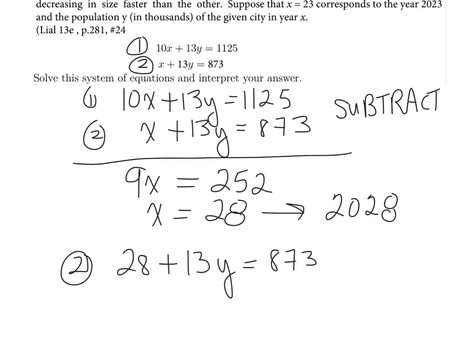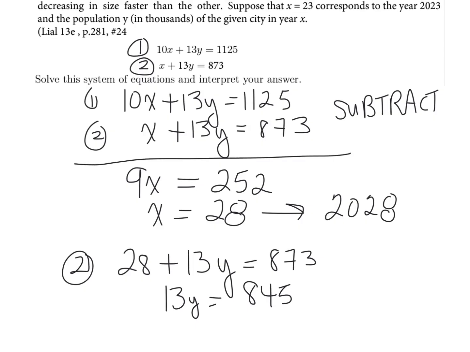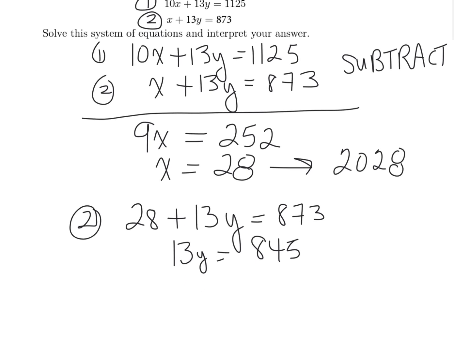Then we are going to subtract 28 from 873. So we have 13y on one side and 845 on the other. And then we're going to divide both sides by 13. And we find that y is 65. And in the question, it says that the population is given in thousands. So we're looking at 65,000 being the population of both city A and city B in 2028.